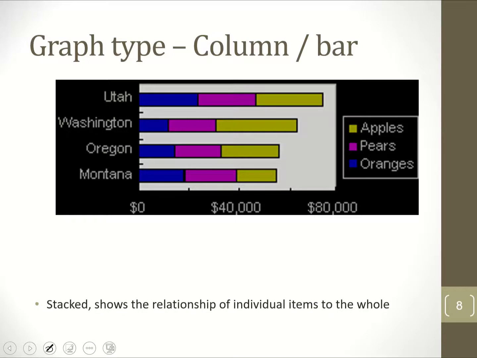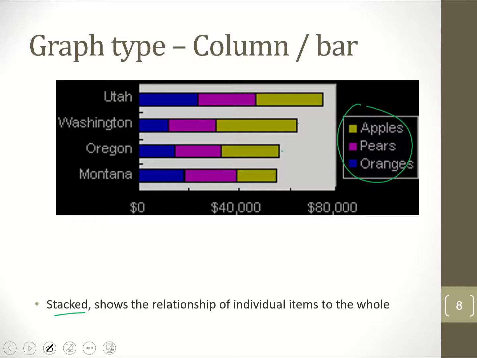Another type is a column bar chart, this way where it's stacked. The stacking shows the relationship of the individual items as part of a whole. So if we're looking at fruit sold in Utah, Washington, Oregon, and Montana, we can see the relationship of each per state, who sells the most fruit overall. We see Utah is much larger. And if we look at this, we can see how these fruits compare in the total of the state.